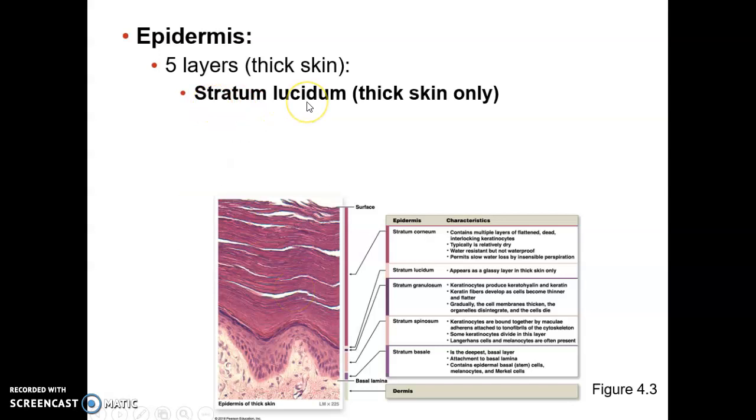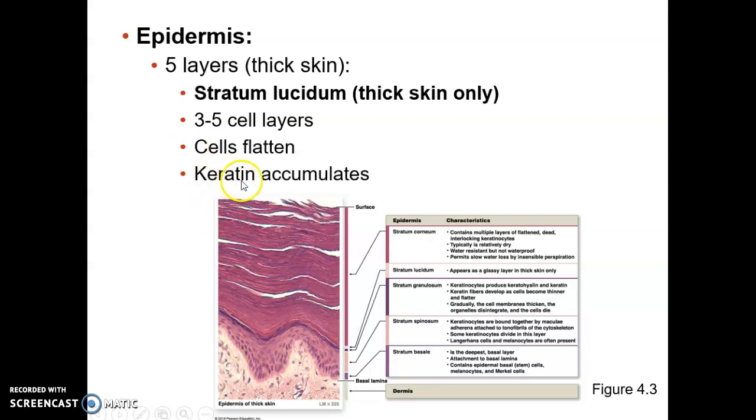Okay, moving out now to the stratum lucidum, which is shown here. Stratum lucidum, it's a fairly thin layer, and it's found only in the thick skin. It is absent in thin skin. Only about 3 to 5 cells thick. The cells start to flatten out, becoming squamous. Down here they are cuboidal. The amount of keratin accumulates more and more in the stratum lucidum.